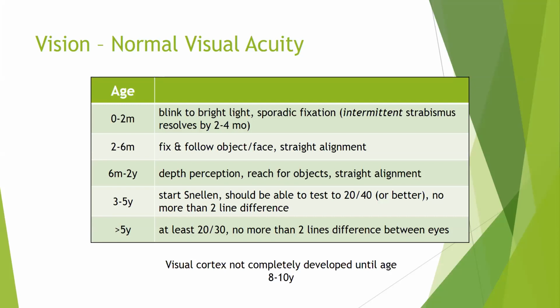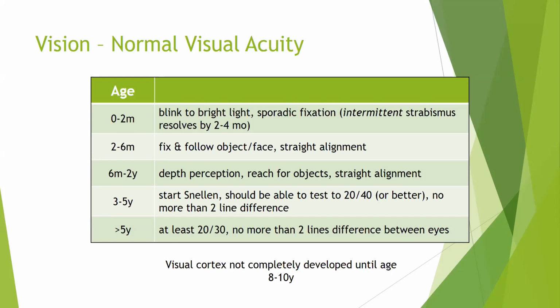From 2 to 6 months, they're going to start following objects. They're going to be fixing on these objects, and the alignment of the eyes should now be straight. From 6 months to 2 years, this is when they're really developing their depth perception. They may reach for objects. They're able to stack blocks and things like that.